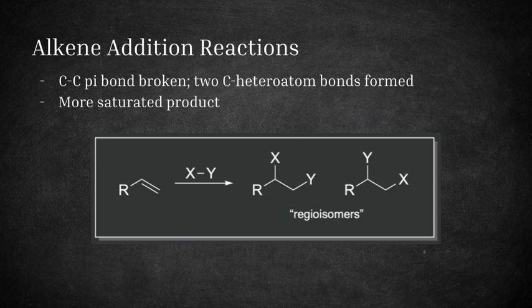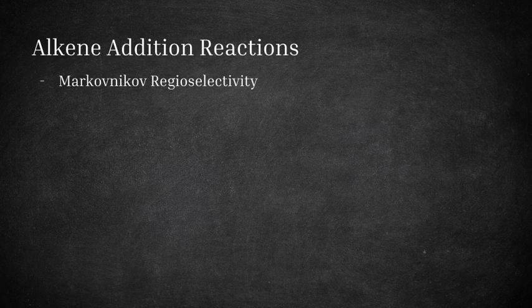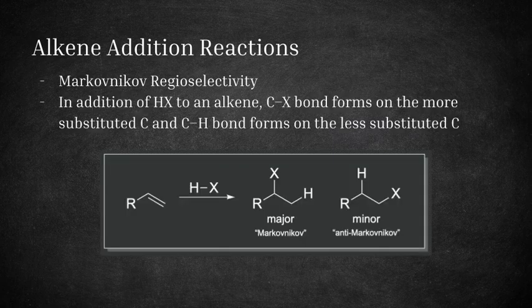The tendency for one regioisomer to form preferentially over the other is known as regioselectivity. If an addition reaction lacked regioselectivity, we would expect a one-to-one mixture of constitutional isomers. However, as we'll soon see, many addition reactions exhibit predictable patterns of regioselectivity. The most common pattern we'll encounter is known as Markovnikov regioselectivity, named after the scientist Markovnikov, who first described this trend in alkene addition reactions.